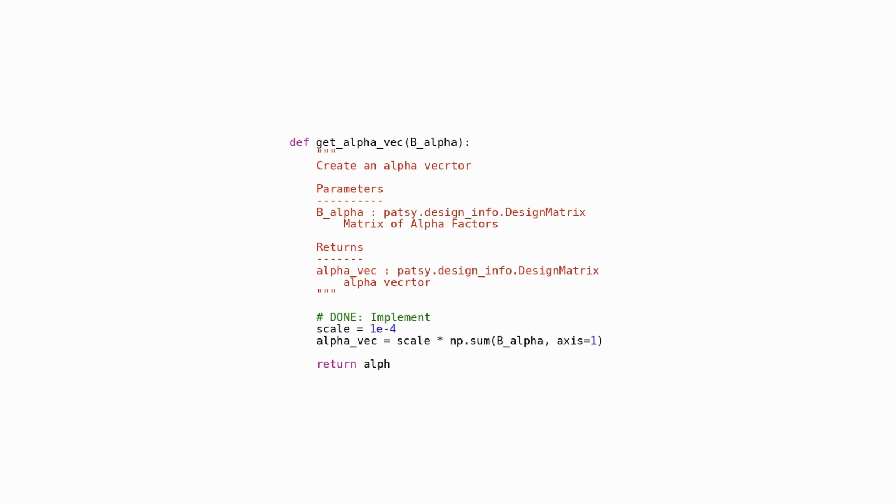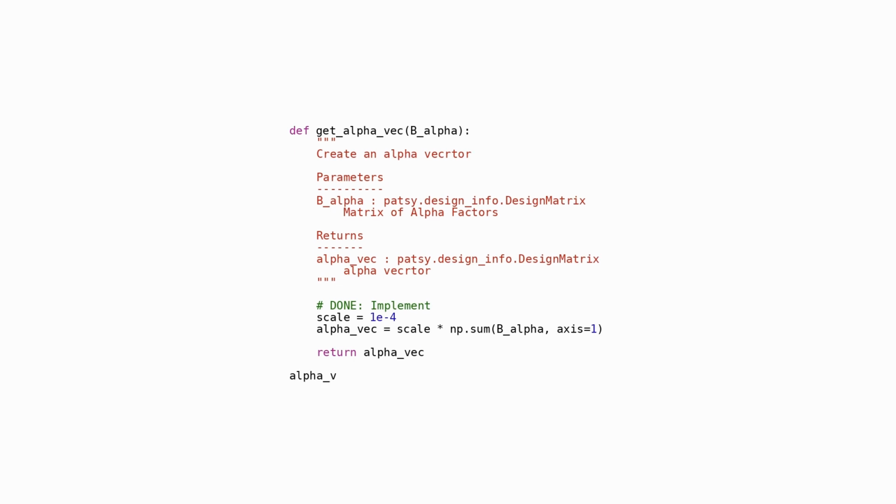In essence, this part of the code serves to transform the input matrix into a scaled vector, where the scaling is a form of normalization or adjustment as specified by the variable scale.